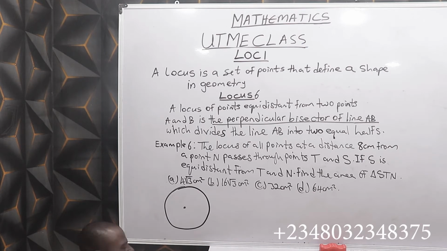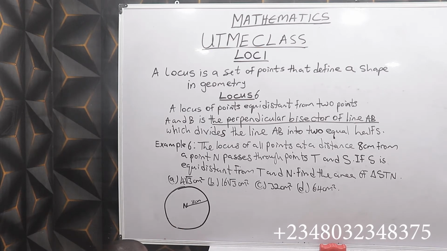The locus of points equidistant from a fixed point is a circle. So this is N, that fixed point is N. This radius, 8 centimeters, is the distance we are talking about. So the locus of all points, you can see, it could be like this, like this, like this. That's why we call it all points, all around like that. It's going to be 8 centimeters always. Now, let's read on.